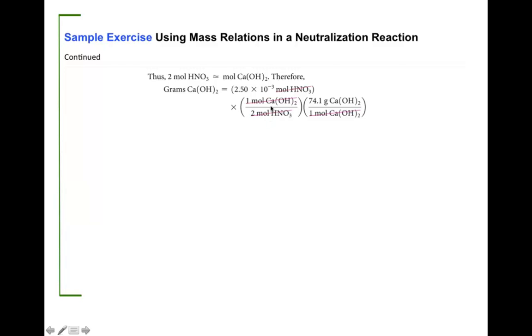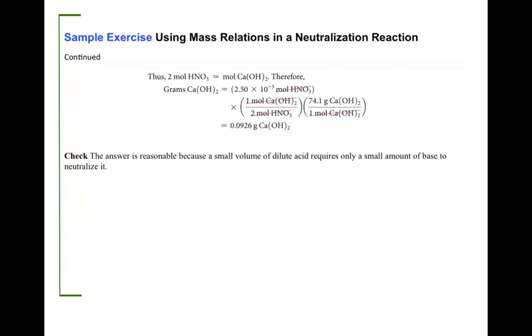And once we have the moles of calcium hydroxide, we can multiply by the molar mass. This is the molar mass of calcium hydroxide, 74.1 grams over mole. In that way we can cancel the moles of calcium hydroxide, and then we will have the mass of the calcium hydroxide that we need to add to the solution to neutralize all the nitric acid in that solution. So this will be 0.0926 grams of calcium hydroxide. The answer is reasonable because a small amount of dilute acid requires only a small amount of base to neutralize it.